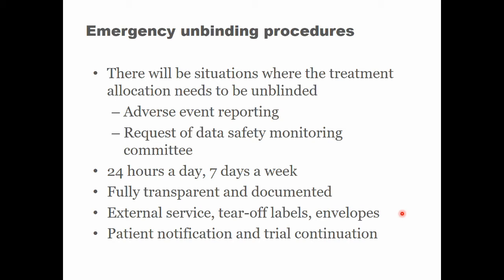We have other things where you can tear off labels of treatments and you can see what was underneath. You can have an external service who does that. But everything about the emergency unblinding has to be in place before the trial starts because it's a patient safety issue. It has to be fully transparent, documented. And you have to also have systems and think in advance for how and if you're going to notify patients and what it means for the continuation of the trial. So, what's it going to take to stop the trial? And you need to know all that before you start the trial if that's not obvious.